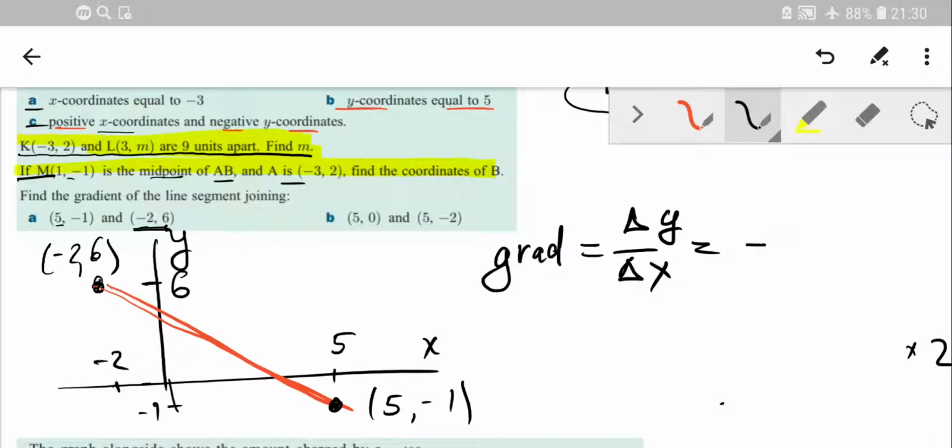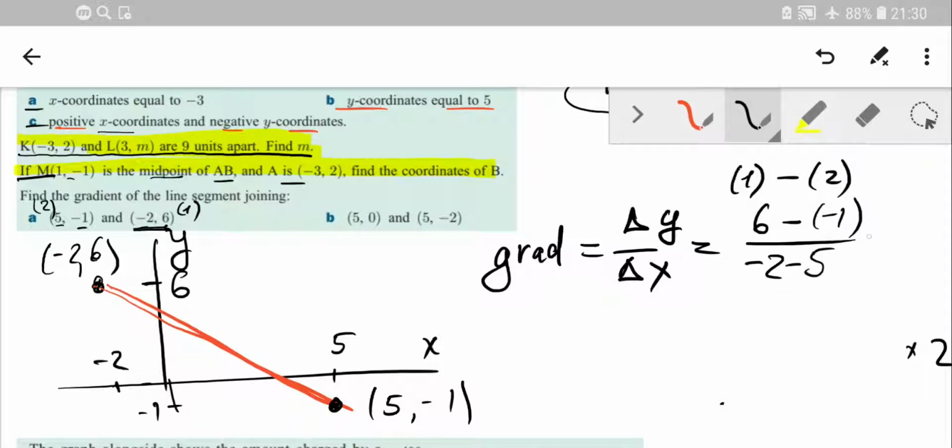So indeed, let's check it. For example, this is the first point and this is the second, and we simply subtract the coordinates of point 1 from the coordinates of the second point. We have the change in y, so 6 minus -1, that's the top one, and -2 minus 5. So 7 over -7. So the gradient is -1. That corresponds to our falling line.